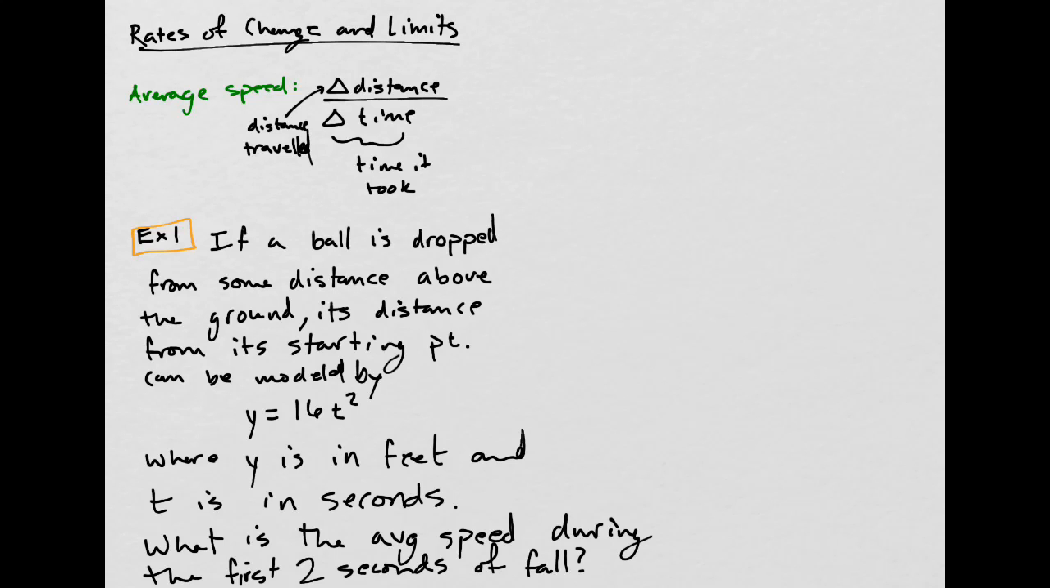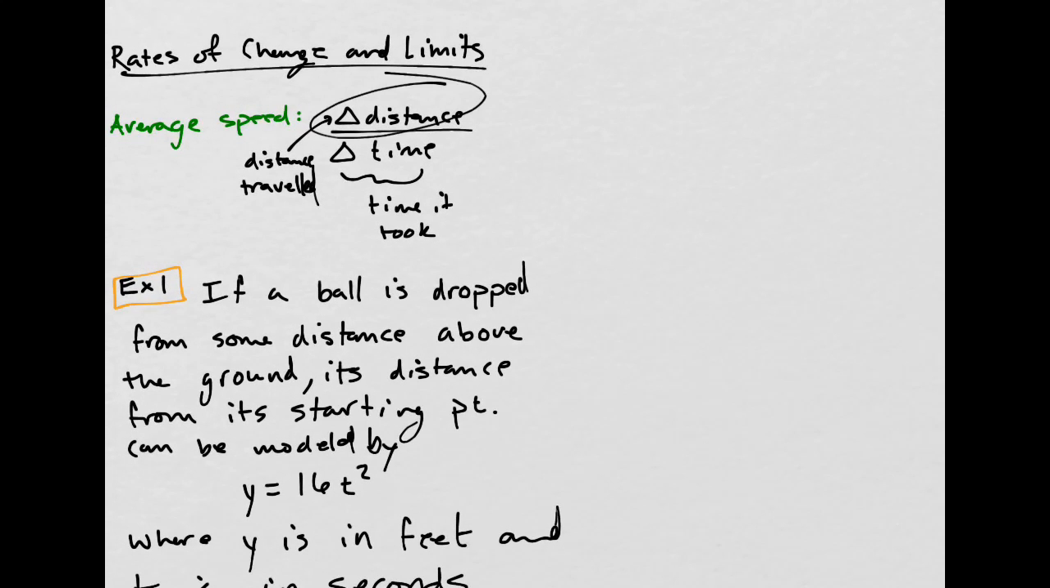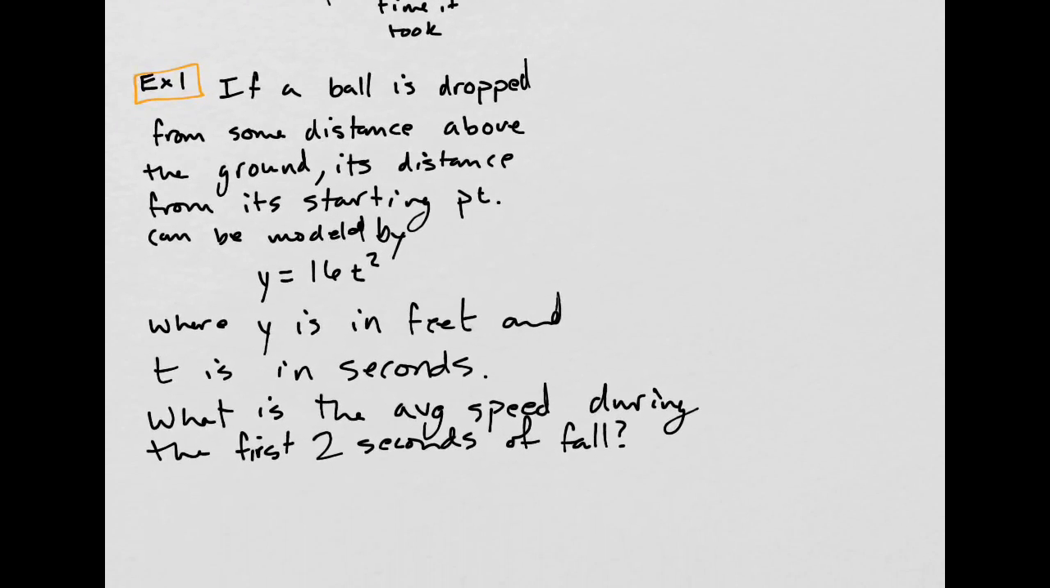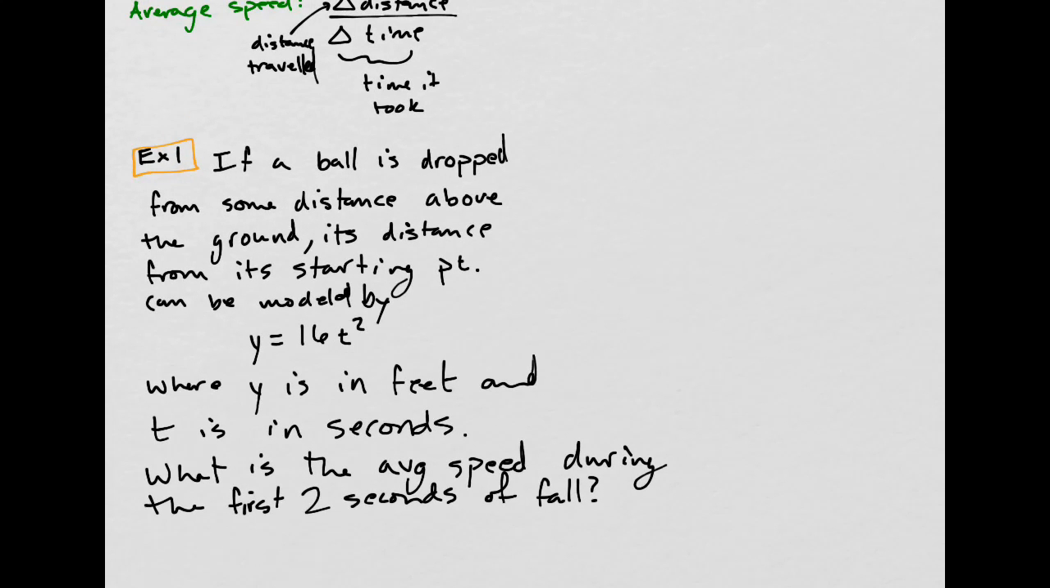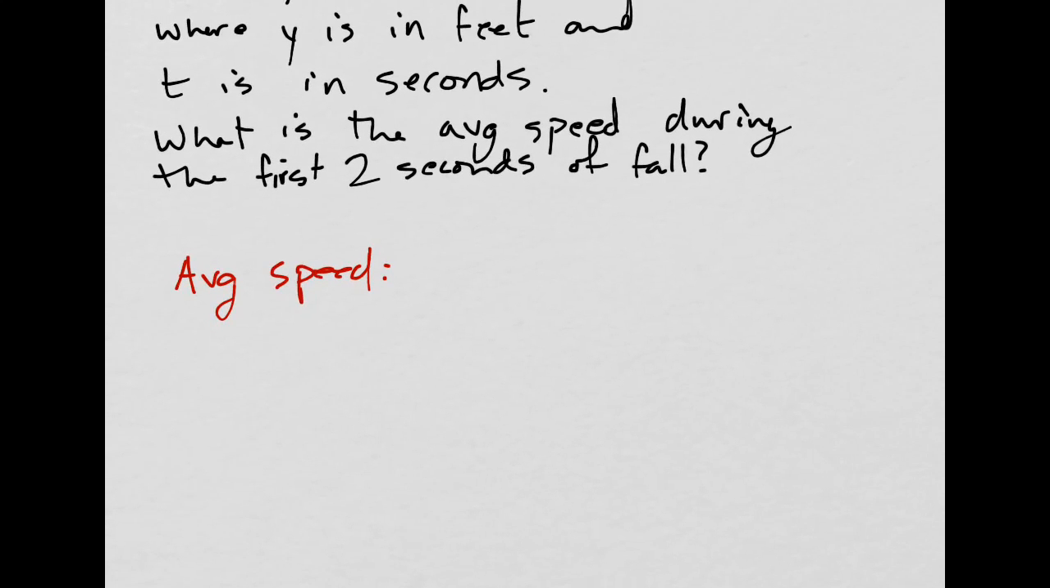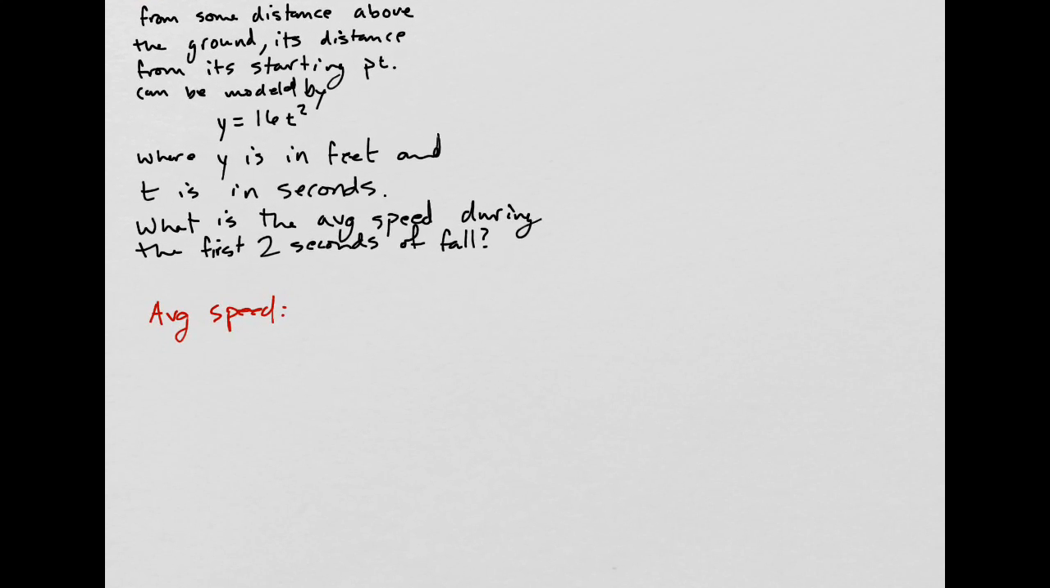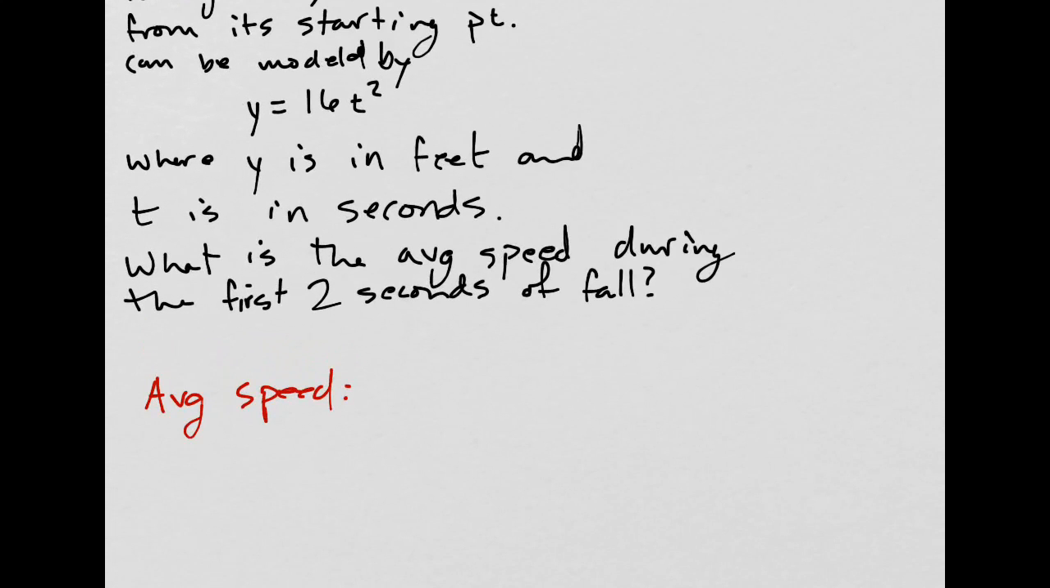So first of all, we figure out the time, which would be 0 to 2, so the change in time would be 2. And then we figure out the change in distance, so we need to know the starting point. If we plug in 0 for t, we get 0, so it starts out at 0. If we plug in 2, we get 4, and 4 times 16 is 64. So it falls 64 feet from where it started at exactly 2 seconds.